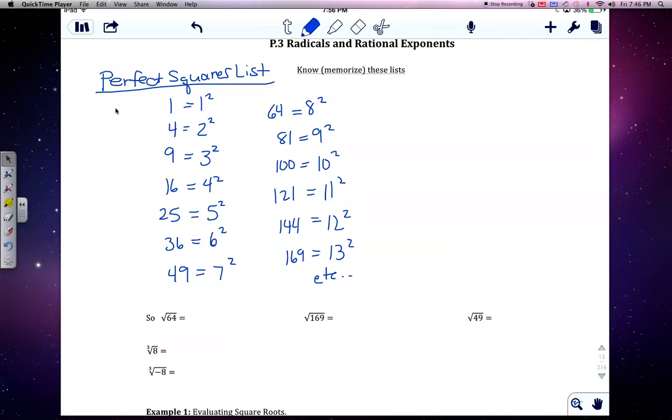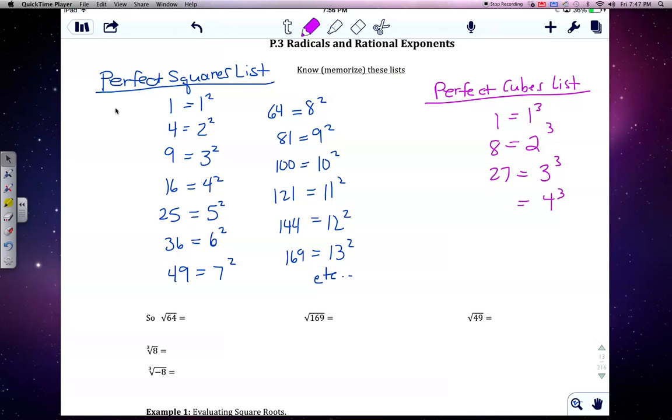The next list is the perfect cubes list. And we start off with 1 cubed, and that's just 1. 2 cubed is 8. 3 cubed is 27. 4 cubed is 64. 5 cubed is... Ooh, I just had a brain fart. Let me go on right. 5 to the third power is 125. 6 cubed is 216, and then etc.